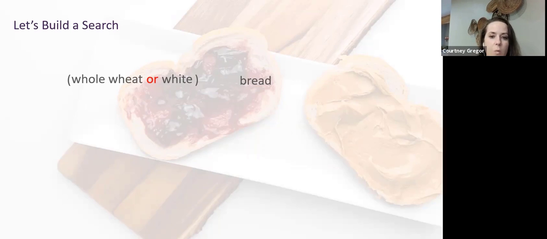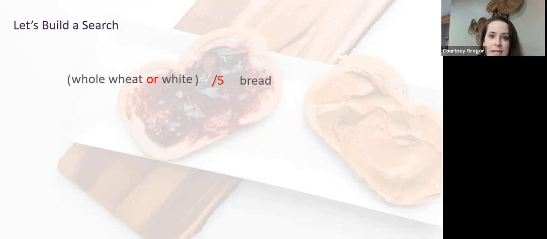So now I want whole wheat or white, but I want my whole wheat and white to be closely related to my bread because I want that to be speaking about the same thing. And so I'm going to use that /5 connector. So again, remember, terms could be either side, but I'm hoping it's going to pull back whole wheat bread or bread of the whole wheat variety, you know, some sort of, they're closely related.